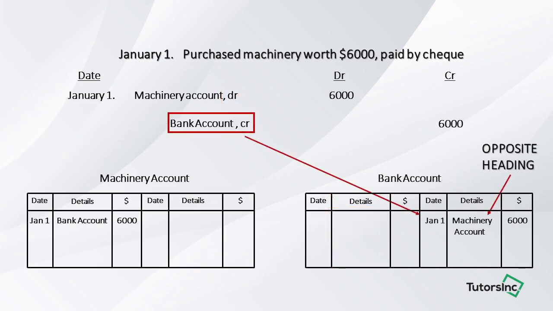Now similarly, let's prepare the bank account. Bank account has been credited, so without any doubt, the transaction will be recorded on the credit side of the bank account. And as the opposite heading is machinery account, the transaction will be recorded in the name of machinery account on the credit side of bank account, while date and amount remain the same. So in this way, just by looking at this entry, we can say that $6,000 were paid out from the bank account in order to pay for the purchase of machinery.